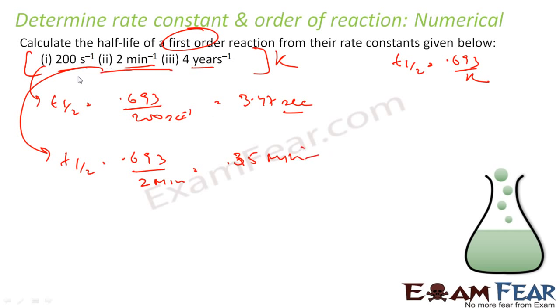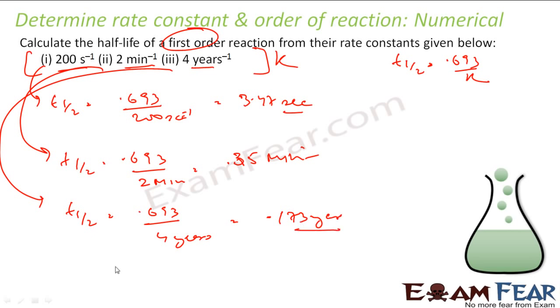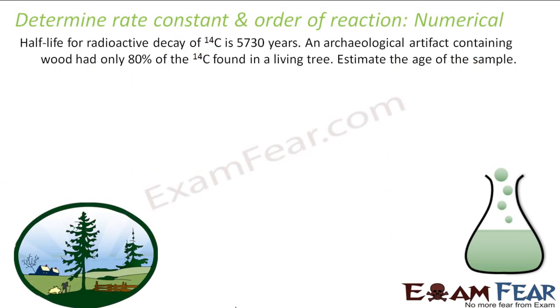Similarly for years also, pretty easy, same thing. 0.693 by 4 per years, and that is nothing but 0.173 years. Since we know it's first order equation, just use this simple formula and get the answer.